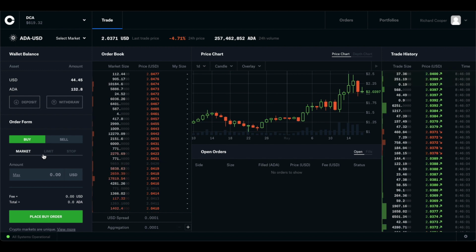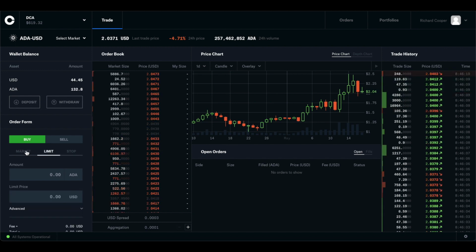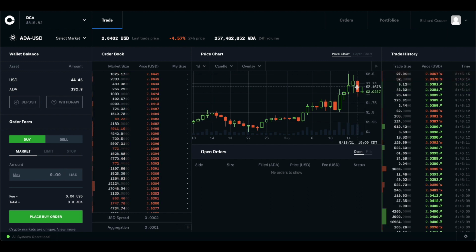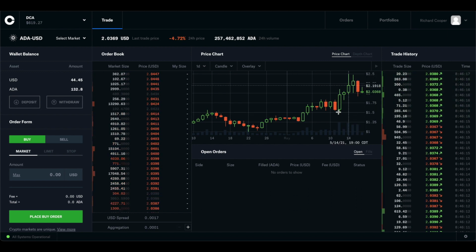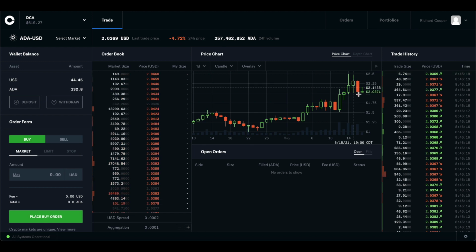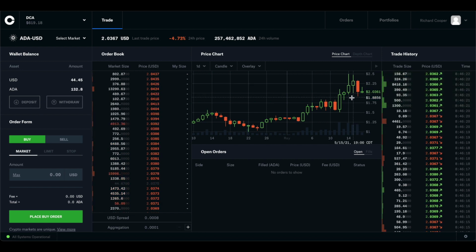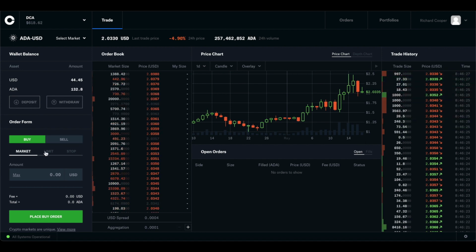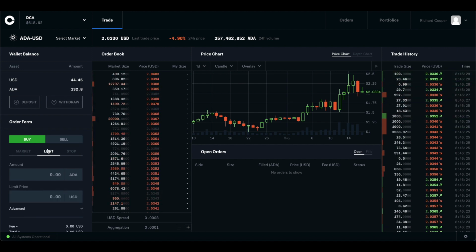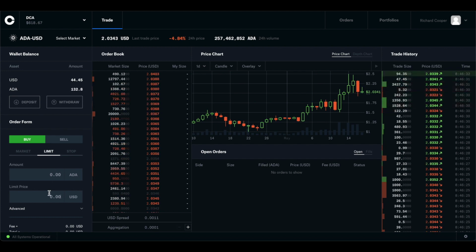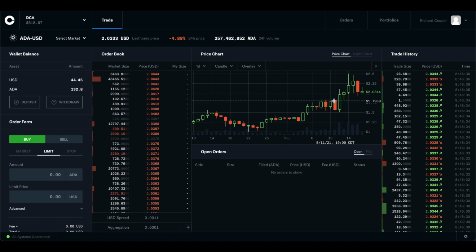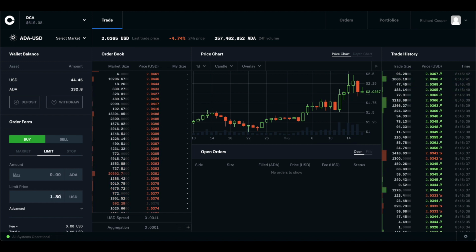So you go down here to order form. Instead of buying at market price, right, at current price, you might not want to buy at the high. You see ADA is retracing right now after this big push up. You might want to get a good limit order in, right, at a more favorable price. So like I said, you make sure you're on the order form, buy, and you hit limit, and you hit maybe a price that you want. So maybe you want to go at these old highs over here before it popped up over $2, maybe 1.80.